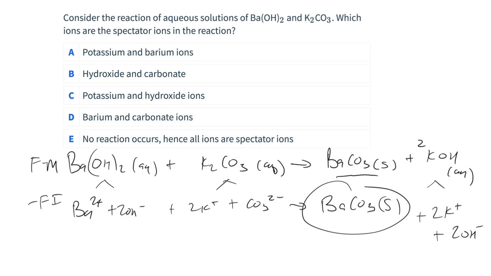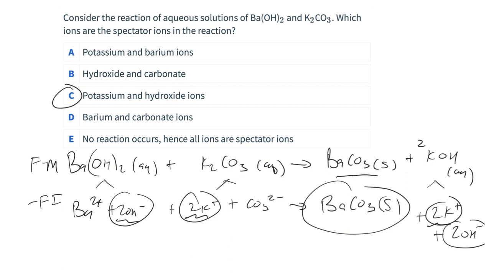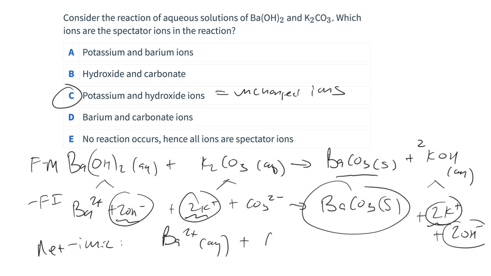So then I write the 2K plus and the two hydroxide ions. And then I go looking for the ions that are in the same form on both sides of the reaction. So I come up with K plus, and I come up with hydroxide ion. And those would be my spectator ions. So the spectator ions would be potassium and hydroxide ions, because they're the ions that are unchanged in the reaction. If the problem asks for the net ionic equation, the net ionic reaction would be barium 2 plus, aqueous, plus carbonate ion, aqueous, forms barium carbonate. And that's a solid.